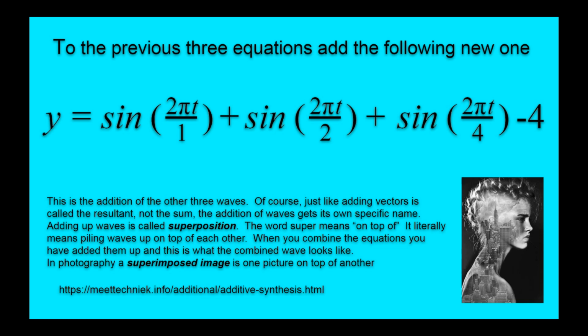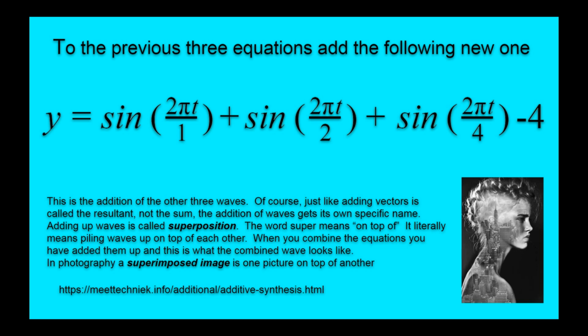Then, on those 3 equations from the last screen, I want you to add a 4th equation. If you are clever, all you need to do is copy and paste the 3 original equations into a 4th one, just simply putting plus signs in between. And now we're adding up the 3 separate waves.